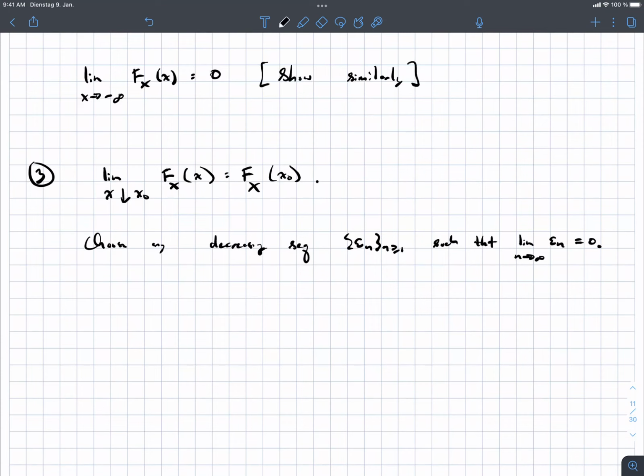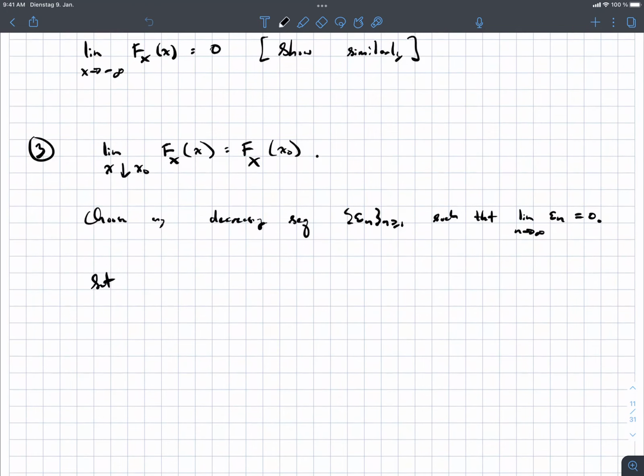And then what we can do is set An to be the set minus infinity up to x0 plus epsilon n, so that I have An contains An plus 1, contains An plus 2. So we have a decreasing sequence of sets that we're going to work with.